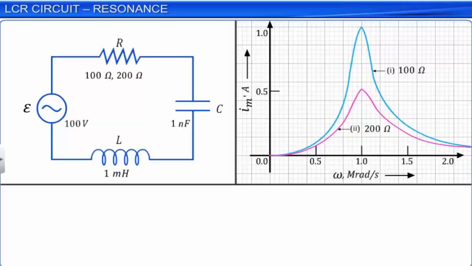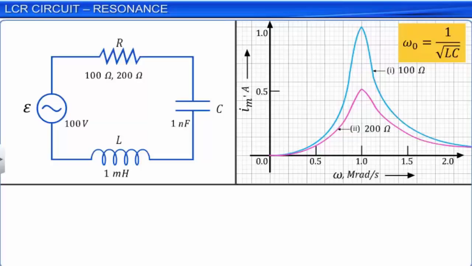For the given set of values of L and C, we find that the value of omega naught is equal to 10 power 6 radian per second, which is equal to 1 mega radian per second. From the graph, we see that the amplitude of the current in an LCR circuit is the maximum when the angular frequency is omega naught, equal to 1 by root LC, for either of the resistance values. For other values of the frequency, the amplitude of the current is less than that at the resonant frequency.